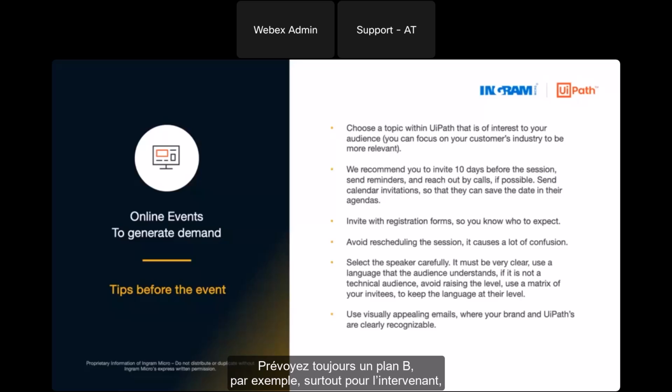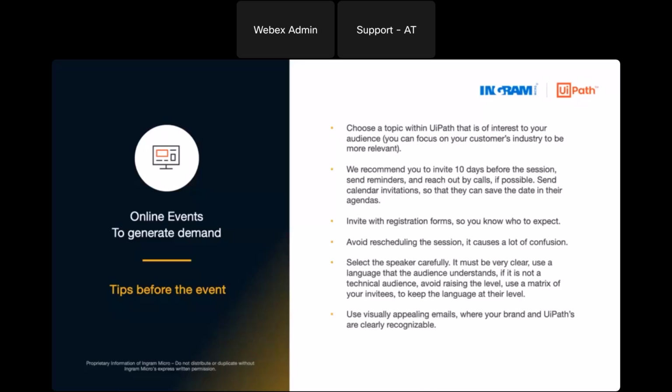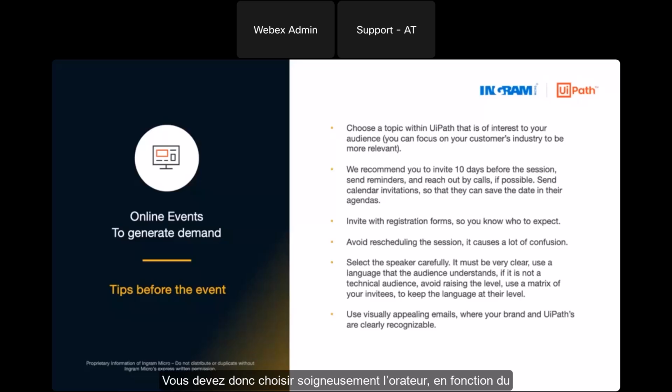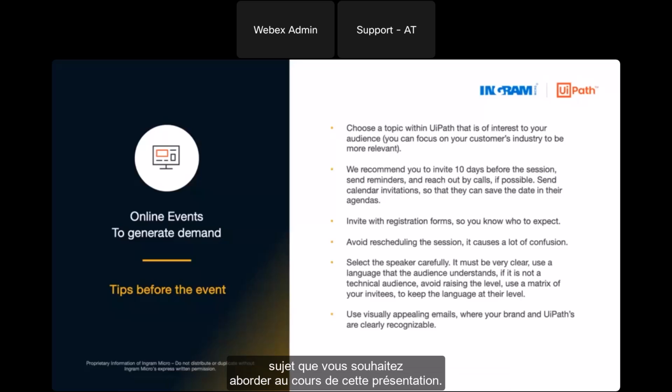For example, especially for the speaker, which is the next bullet. Select the speaker carefully. If you are going to focus your conversation on a more business-outcome-oriented conversation, try to choose a speaker that's going to be very clear in that matter, that's going to use language that is easy for your audience to understand. On the other hand, if you decide to go for a more technical conversation, perhaps a demo or something like that, that's a good option too. But again, consider which type of audience you are inviting to this event, to your seminar. Because if you are inviting a non-technical audience and you start discussing technical topics or technical processes, you're going to lose their attention. So you must choose your speaker carefully, according to the topic that you want to develop during that presentation.